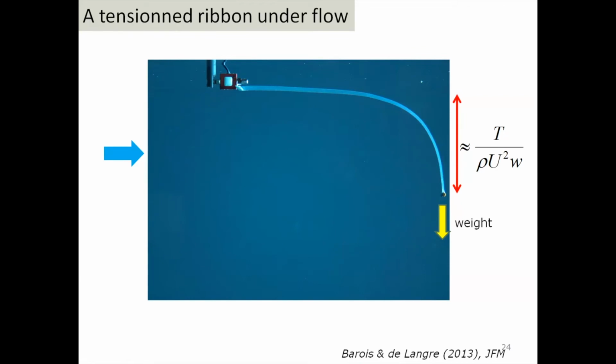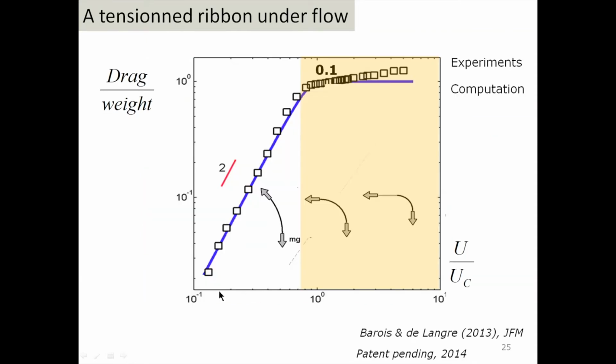Here's an experiment on one of those systems. There are many systems that actually satisfy this condition. It's a ribbon, very low thickness, which is under tension by weight. So the stiffness does come from tension that you put under flow, and you measure the drag here. And what you find out is that as you increase the flow velocity, of course, the drag first increases like u². This is a dimensionless drag. This is the flow velocity.